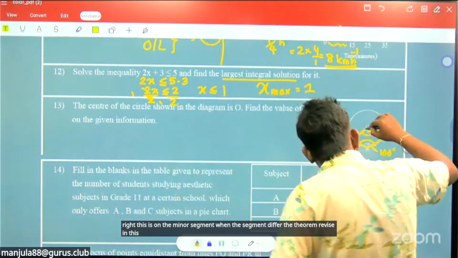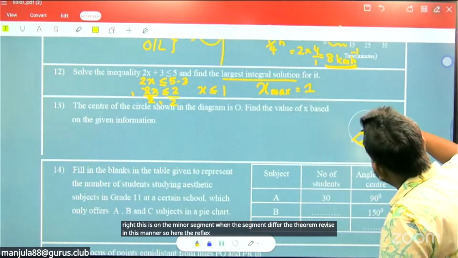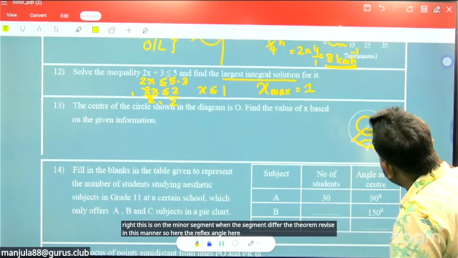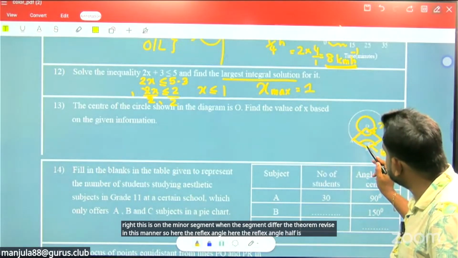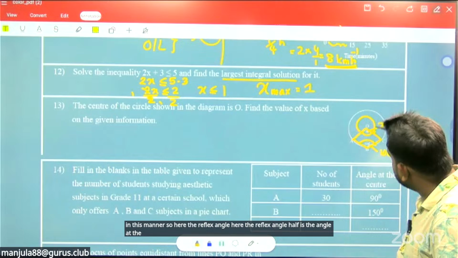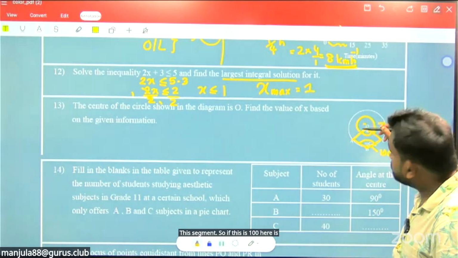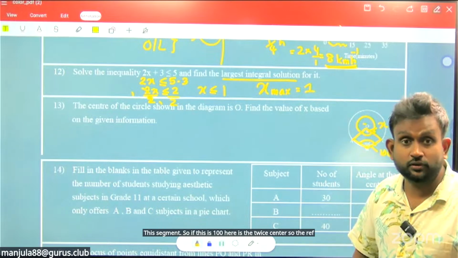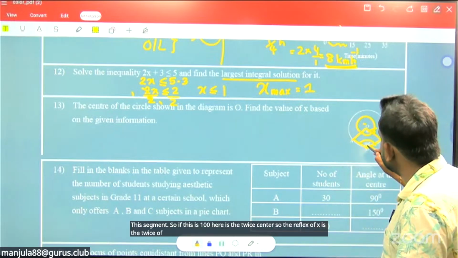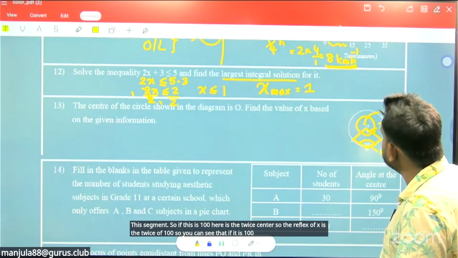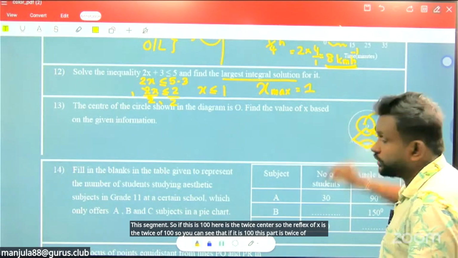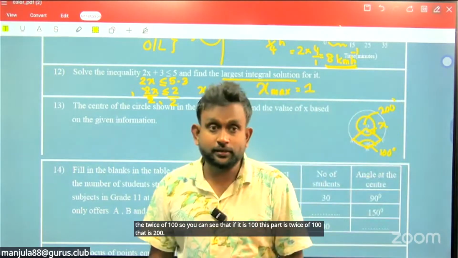So here the reflex angle, half of it is the angle at this segment. If this is 100, here is twice at the center. So the reflex of x is twice of 100. If it is 100, this part is twice of 100, that is 200. Understood that theorem again?